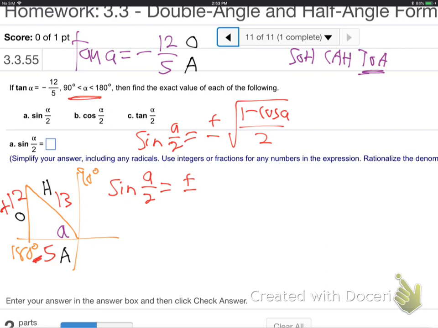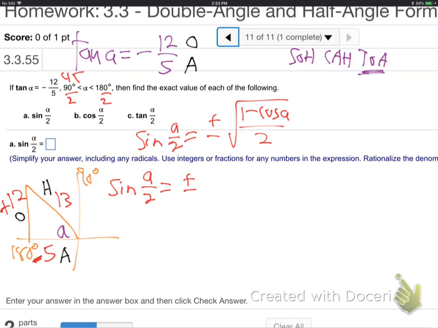A is between 90 and 180. A is in the second quadrant. But they're not asking me for the sine of A. They're asking me for the sine of A over 2. That's the curveball in this problem. Do you see what they're doing? That's where it's hard to keep everything straight. We're using A to find the sine of A over 2, so it's going to be in the first quadrant. A over 2 is half of A. So if A is between 90 and 180, cut those both in half.